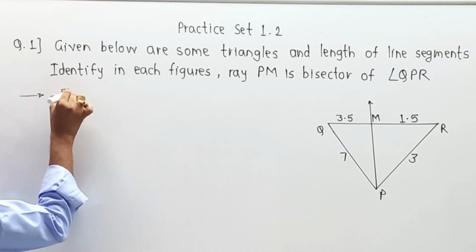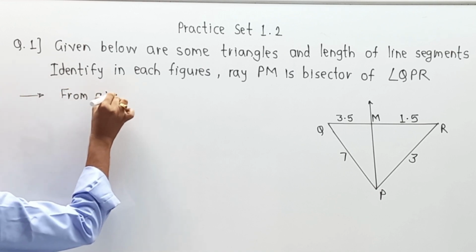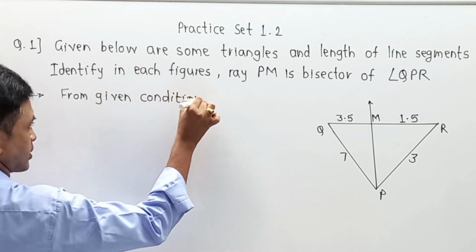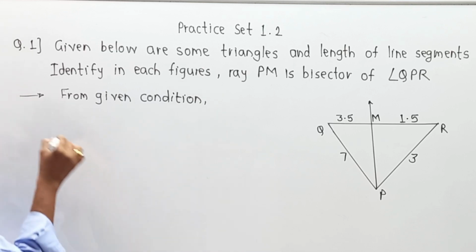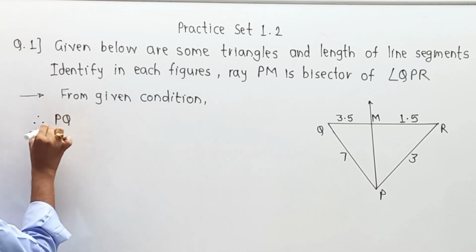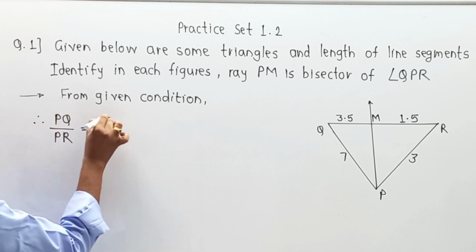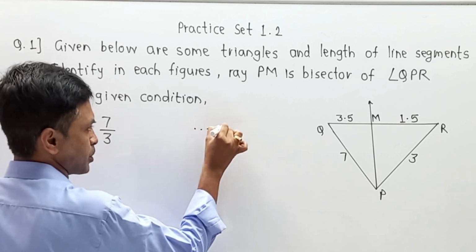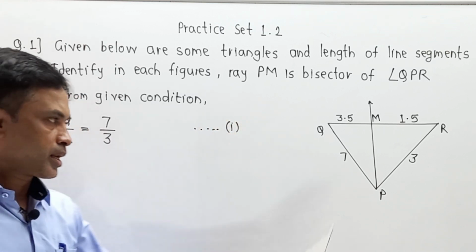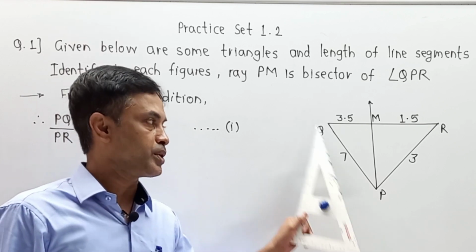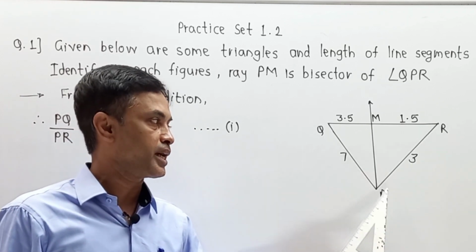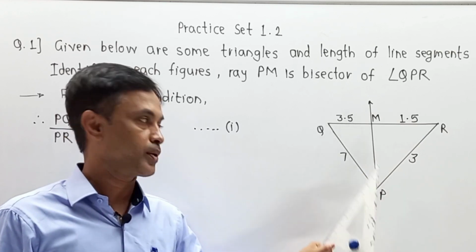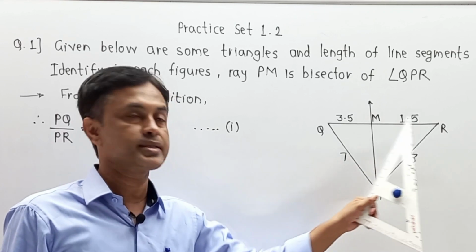Therefore, from given condition, first PQ upon PR is equal to 7 upon 3, and 7 upon 3 cannot be simplified further, so I am going to call it equation number 1. Now PQ, students pay attention, PQ is this side and PR is this side, so while taking the ratio I have to take the PQ side first, divided by PR, which is this side, so that comes later.